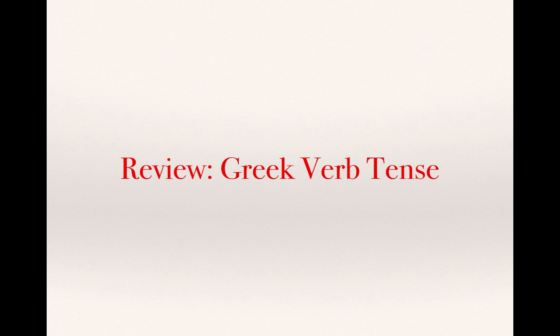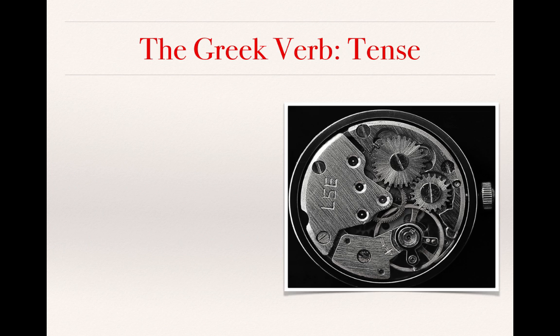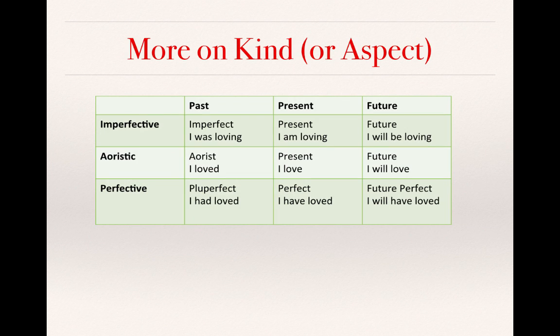So to begin with a review of the Greek verb tense. Remember that the Greek verb tense denotes both time, past, present, and future, but also aspect or kind. So an action can be complete or incomplete, and so forth. You will recognize this chart from an earlier lecture that attempts to reproduce those two categories of tense, both time and aspect.